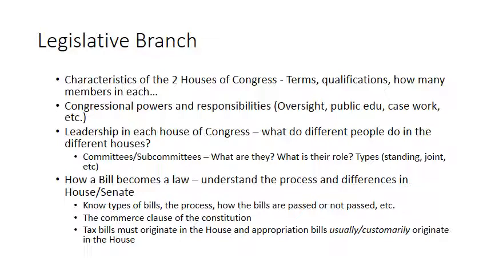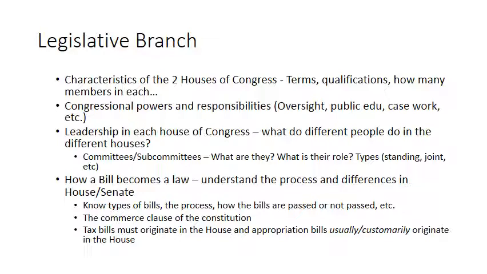You'll want to start by knowing the characteristics of your two houses of Congress, the House and the Senate. Know how long a term is in the House versus the Senate. Of course, in the Senate we've got 6 years, and in the House we've got 2-year terms. Qualifications, how old do you have to be? How many members are in each? We've got those 435 seats in the House and 100 seats in the Senate.